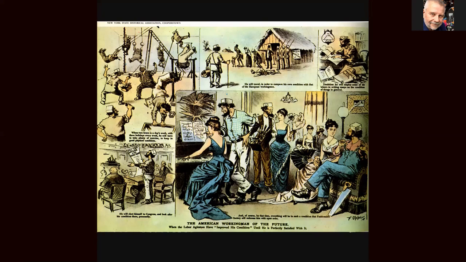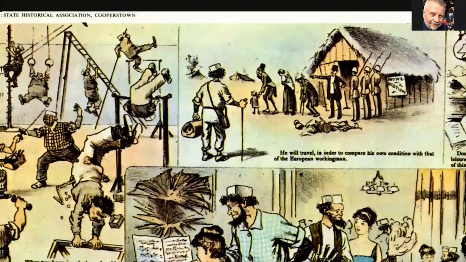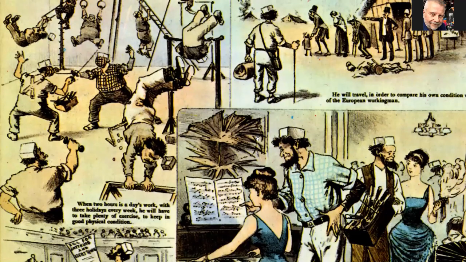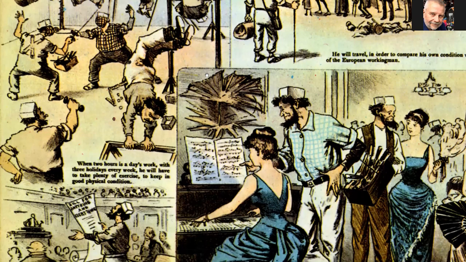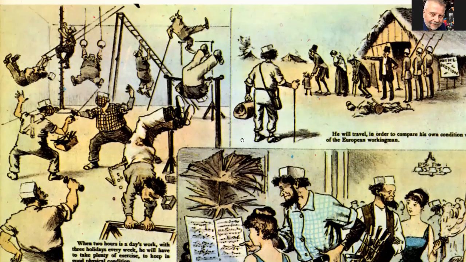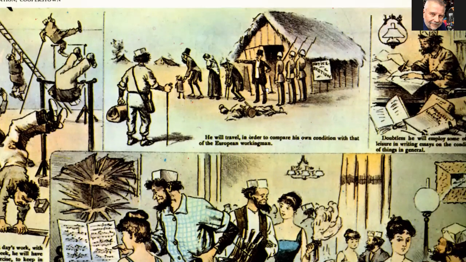Here again, you can see the kind of Northern attitude towards working labor. If you look closer, it kind of makes fun of the idea that workers will have leisure, and I'll read the caption below here on the right. "When 2 hours is a day's work with three holidays every week, he will have to take plenty of exercise to keep in good physical condition." Ridiculous, this notion of workers going into a gym. Nonsense. "He will travel in order to compare his own conditions with that of the European working man."